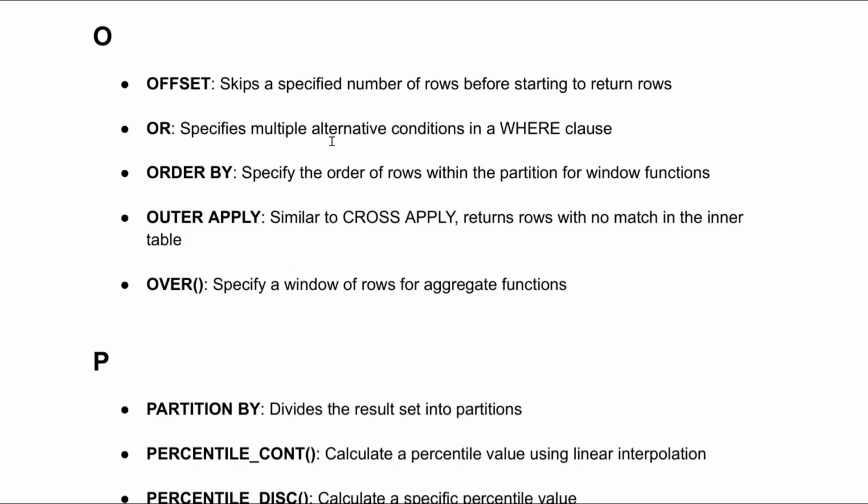Or specifies multiple alternative conditions in a where clause. Order by specifies the order of rows within the partition for window functions. Outer apply, similar to cross apply, returns rows with no match in the inner table. Over specifies a window of rows for aggregate functions.